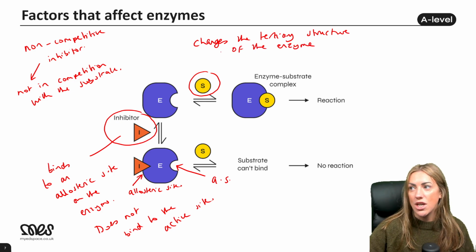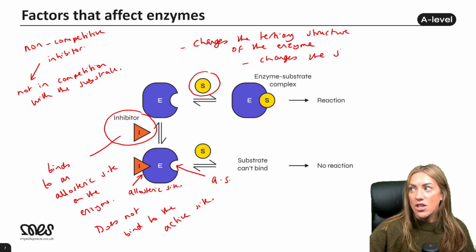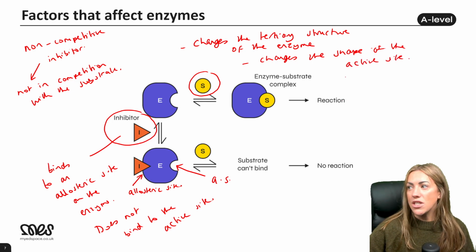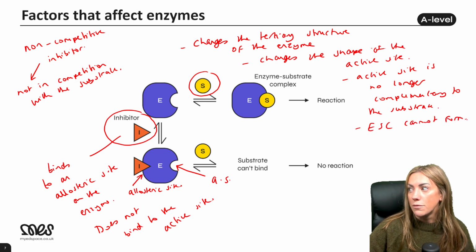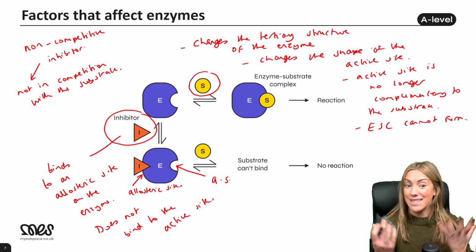Okay, so it changes the tertiary structure of the enzyme, which in turn changes the shape of the active site. If it changes the shape of the active site, then the active site is no longer complementary to the substrate. And if it's no longer complementary to the substrate, enzyme substrate complexes cannot form. So both of these inhibitors are doing the same thing.